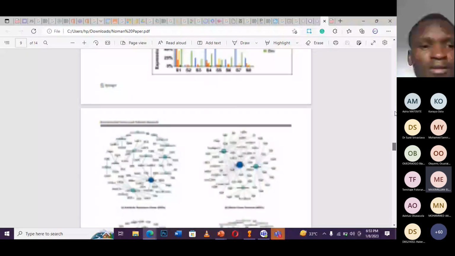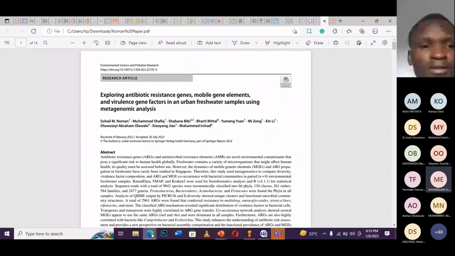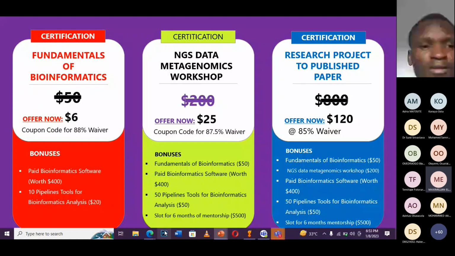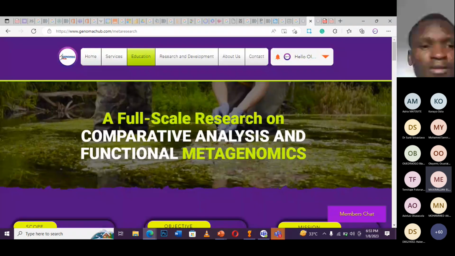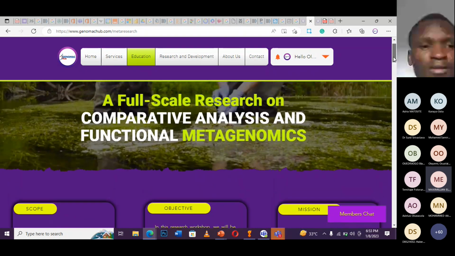So if you want to have this kind of paper based on your study of interest, we'll give you the opportunity to work with your data of interest, with your sample of interest. You can even work with a sample, be it clinical, whatever. And you have this research paper as your own.